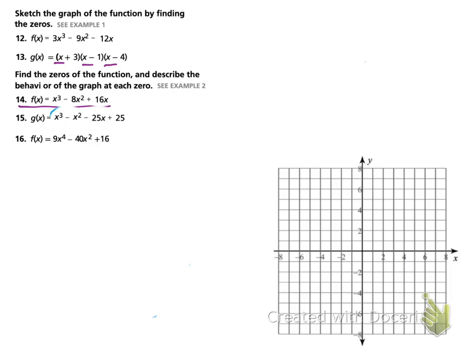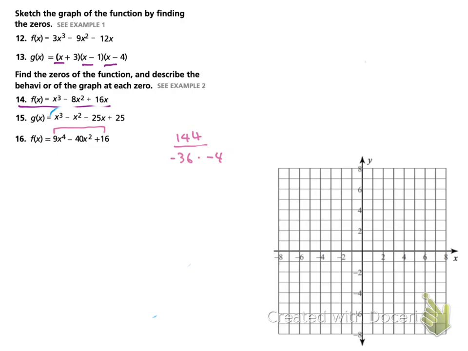So 9x to the fourth minus 40x squared plus 16. So you could do quadratic formula there. Since it's x to the fourth and x squared, you treat it just as if it was x squared and x. Okay, it works the same, but a little different. You'll see why here. If you do the AC method, 9 times 16 gives you 144. Two factors of 144 that give you negative 40 are negative 36 and negative 4.